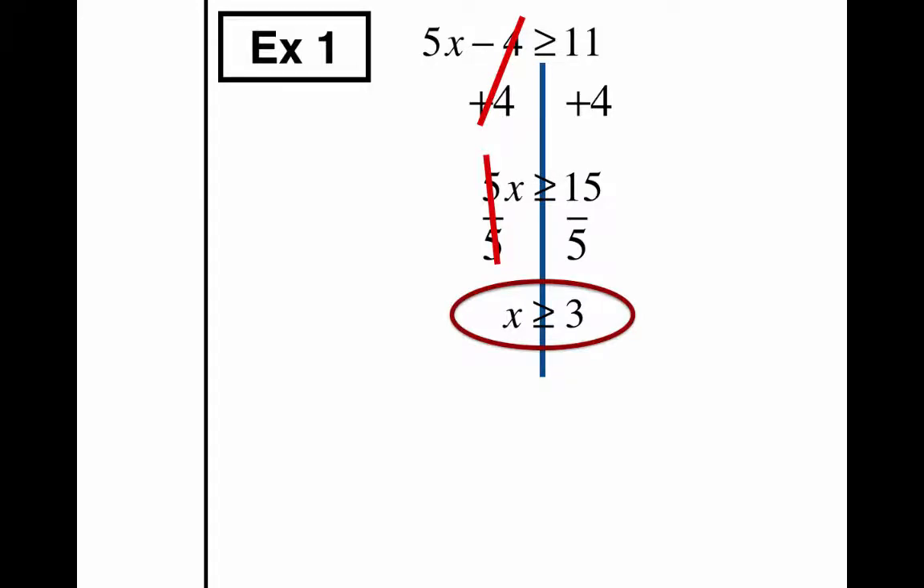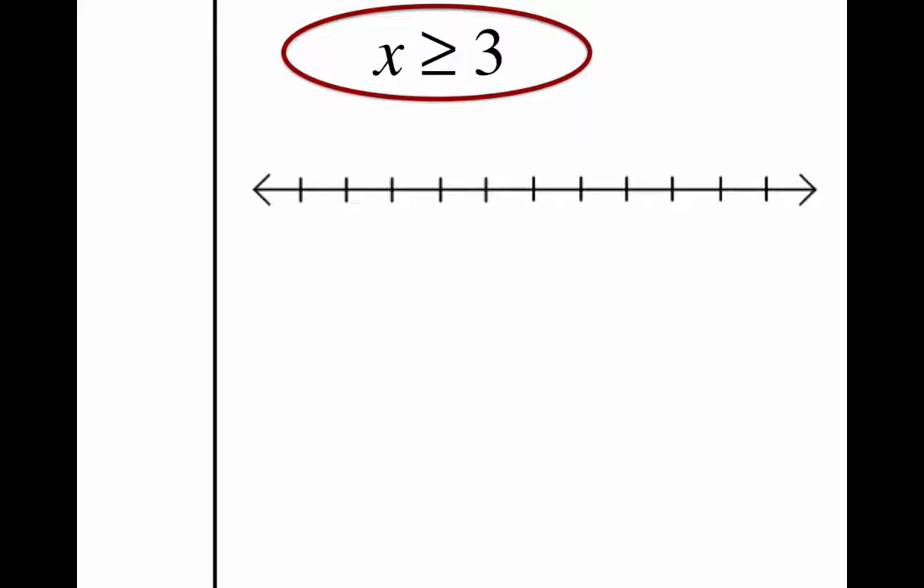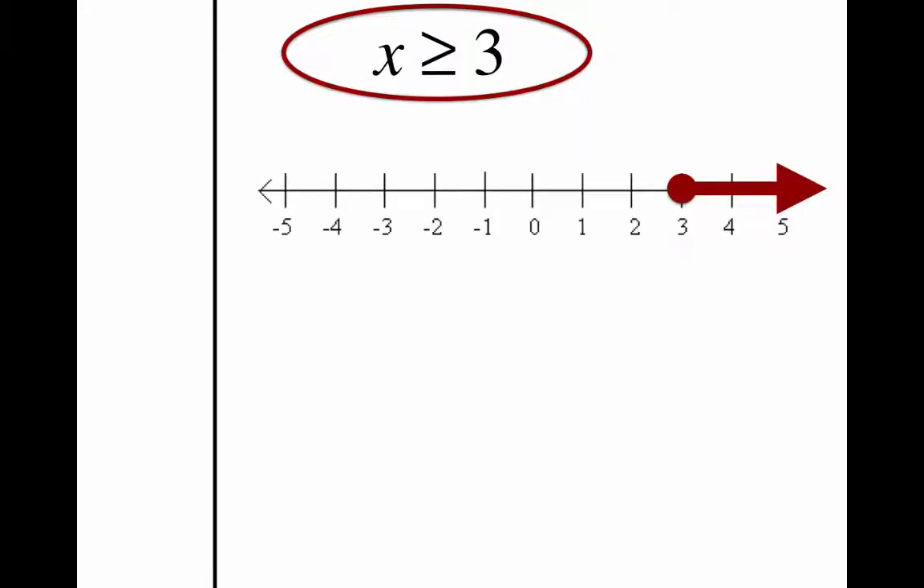Now we can easily put this on a number line. We know when we make the number line that it's going to be a solid point at 3 because of the equal sign, and it's x is greater than 3, so we're shading off to the right. So that's what our number line is going to look like. And by now, if you're watching this video, I hope you're feeling pretty good about how to set up your number lines. Okay, let's try another one.